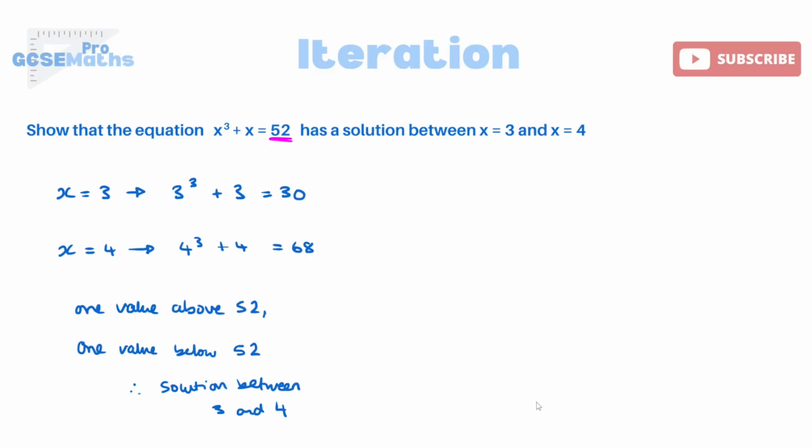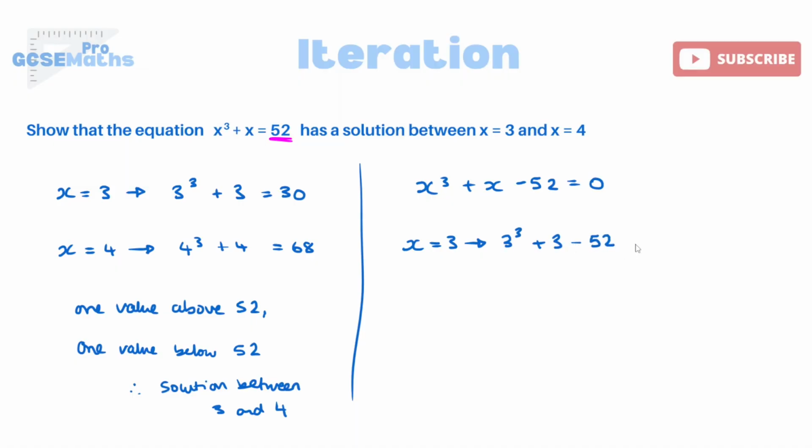So there's my conclusion. One value above 52, one value below 52. Therefore, there's a solution between 3 and 4. The other option is making it equal to 0. So I'm going to have to move the 52, just obviously by subtracting it because it's currently positive. And now substitute them in again, but we're subtracting 52 from both of these values that we ended up getting. So for x is 3, we're effectively getting 3 cubed plus 3, which gave us 30, but then we are taking away 52. So that would be -22.